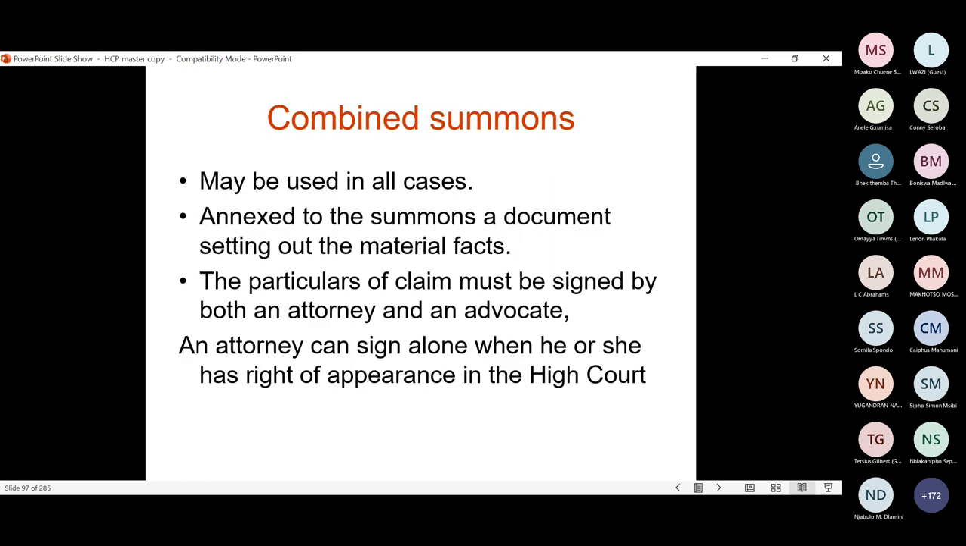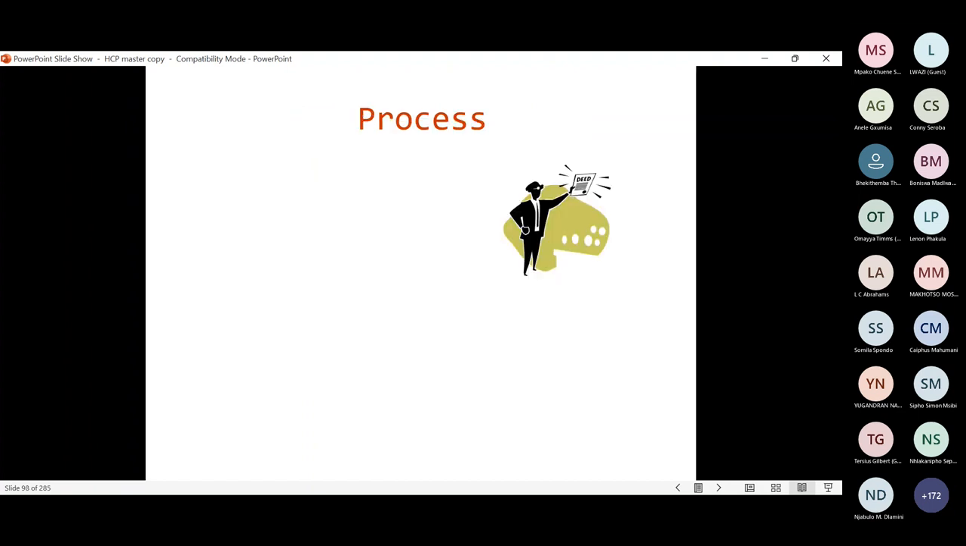Okay, now the simple summons, an attorney can sign alone. You don't have to have right of appearance in the High Court. In the combined summons, if the attorney wants to sign, he can only sign if he has right of appearance in the High Court, and then he must certify, then he can sign alone. Otherwise, two people must sign it, an attorney and an advocate. That is in the combined summons.